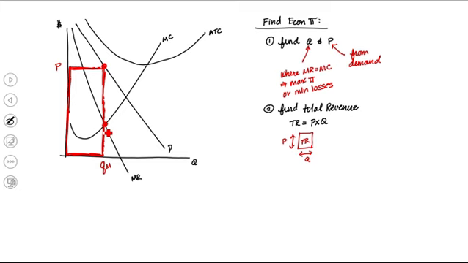But do you agree you can't find it correctly if you don't have the right output and the right price? So you've got to make sure that you can find both P and Q correctly.